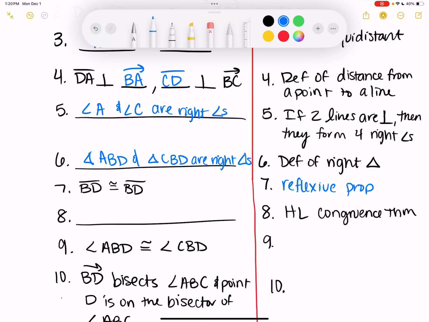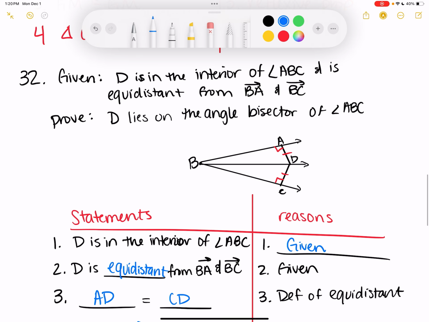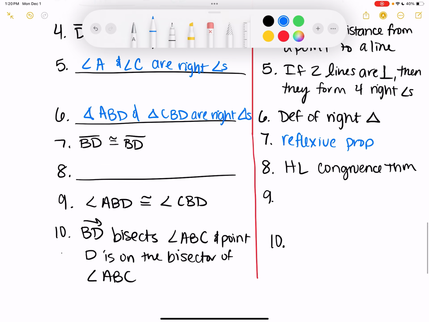So then I've said that, let me go back up here. BD is congruent to BD. I know that AD is congruent to CD here. So using hypotenuse leg, what has to go here in step 8? Triangle ABD is congruent to triangle CBD. Yep. I'm trying to make sure I put them in the same order I was saying: triangle ABD is congruent to triangle CBD.